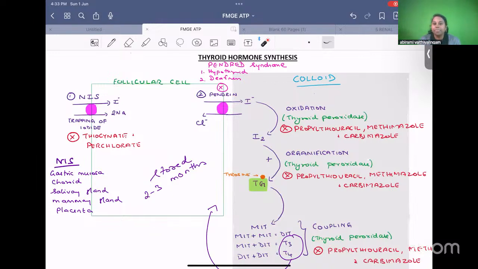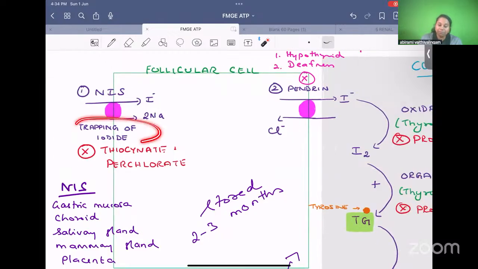Whenever we eat iodine-containing food, this iodine is absorbed as iodide into the blood. And when this blood containing iodide flows across your neck, the thyroid gland will capture this iodide. The transporter which traps the iodide in the thyroid gland is called NIS, sodium iodide symporter. This will transport one iodide along with two sodium. This step is the first step. It is called trapping of iodide. And this step is blocked by two drugs, thiocyanate and perchlorate.